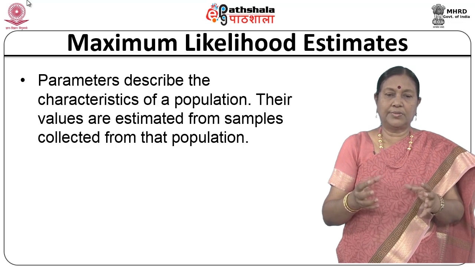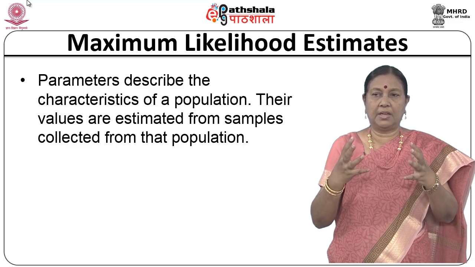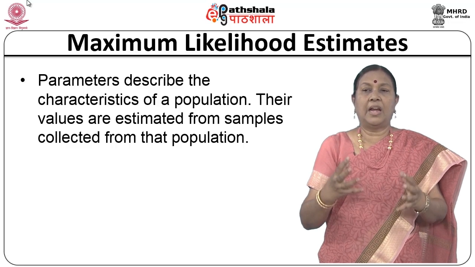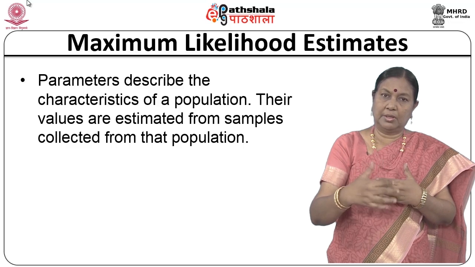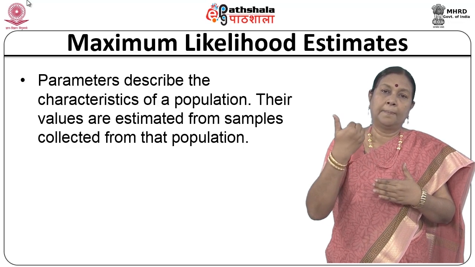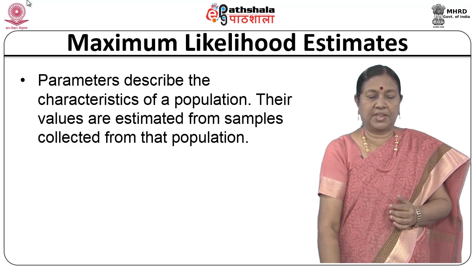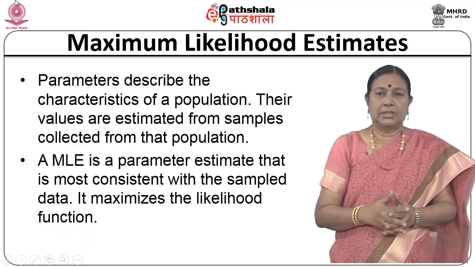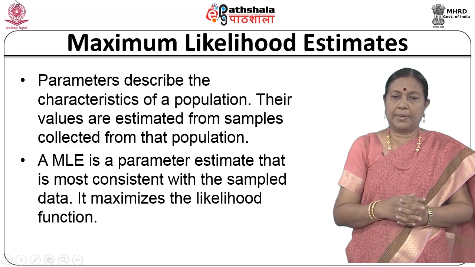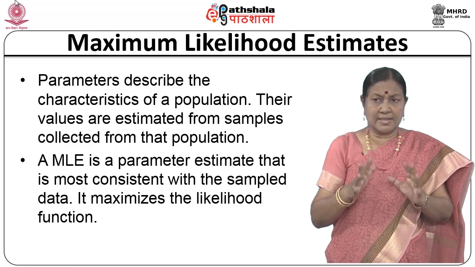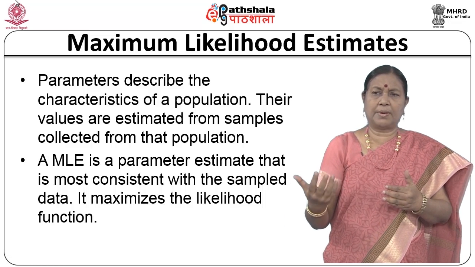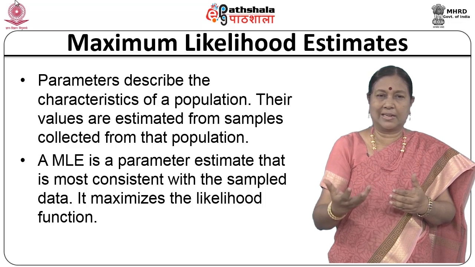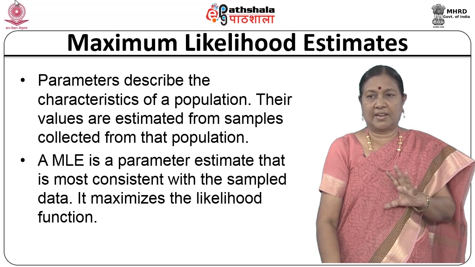So, what we do is we get some samples from the population, and based on the samples we find parameters to estimate the characteristics of the population. This maximum likelihood estimate is a parameter estimate that is most consistent with the sample data. So, it maximizes the likelihood function. We have looked at how we find the probability and conditional probability.